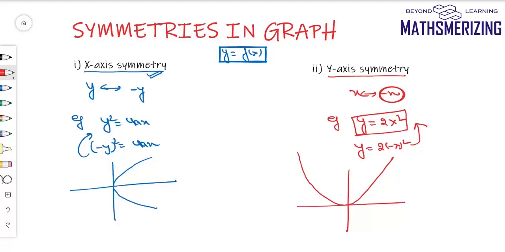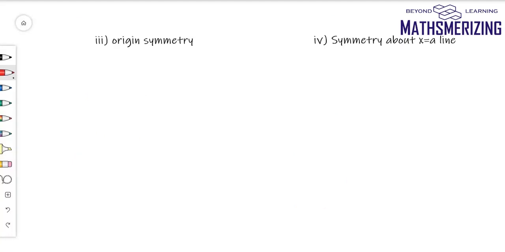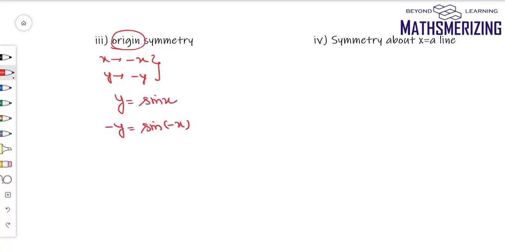Now the third symmetry that we'll study is origin symmetry. For origin symmetry, we'll replace x with minus x and y with minus y. And by replacing x with minus x and y with minus y, if the equation is unchanged, then we'll say it has an origin symmetry. Say for example, y equals sine x. Now if I replace y with minus y and x with minus x, I'll end up getting the same equation, which is y equals sine x.